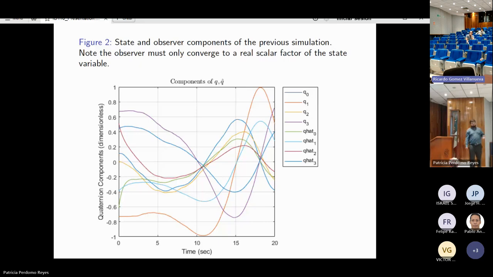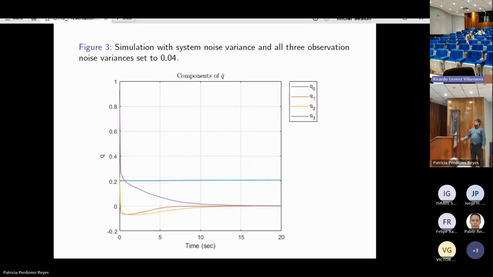Note that here, because we broke normalization, the observer does not converge to the system. It converges to a scalar factor of the system. If we insisted on renormalizing at every step, we can have the observer go to the exact system, which again we did not have to do because of the inversion of the conjugation.